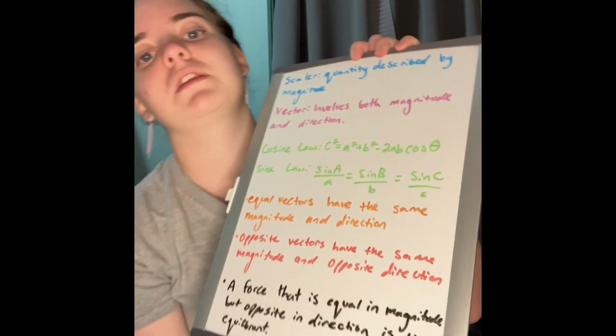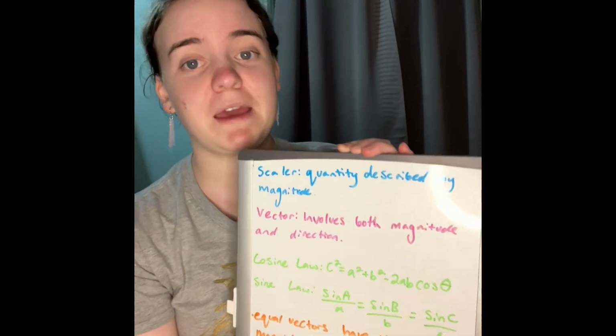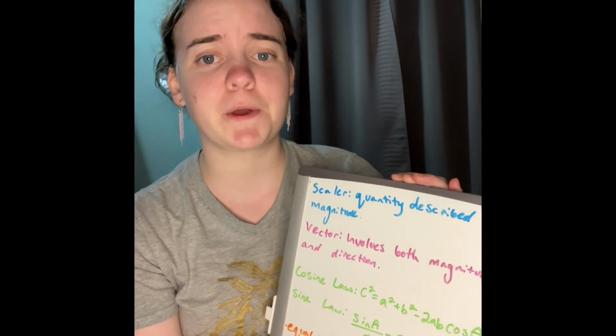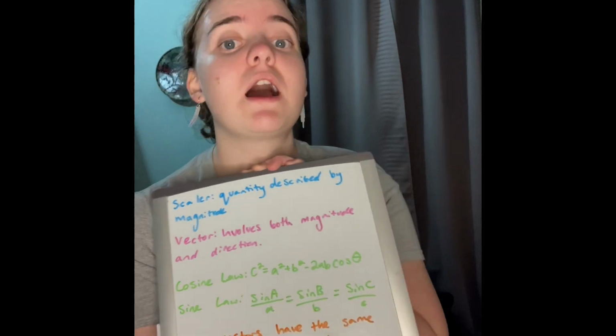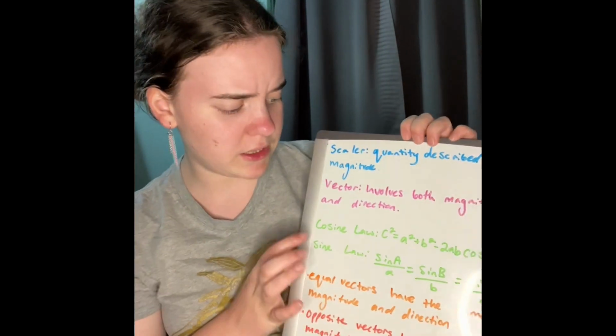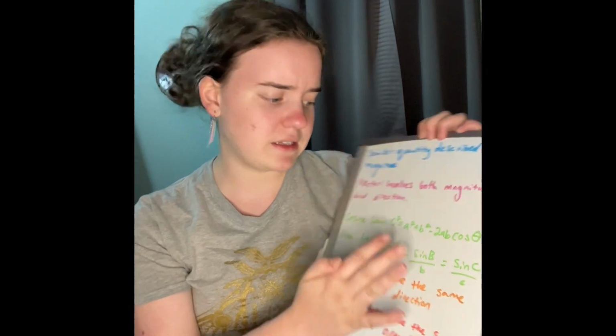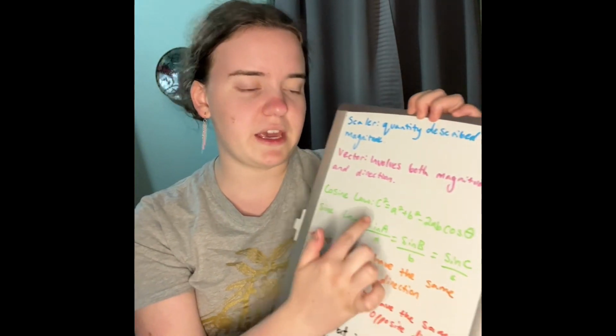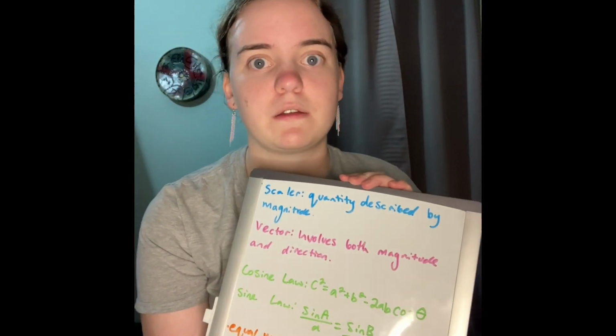Okay, so now on to Unit 6, which is geometric vectors. So here's some things to know, not exactly rules. A scalar is a quantity described by magnitude, like I'm going 30 kilometers per hour. And then a vector involves both magnitude and direction. I'm going 30 kilometers per hour south. And then here's cosine law, which is using the sides, and then sine law, which is using angles and sides. So you could find angles and sides.